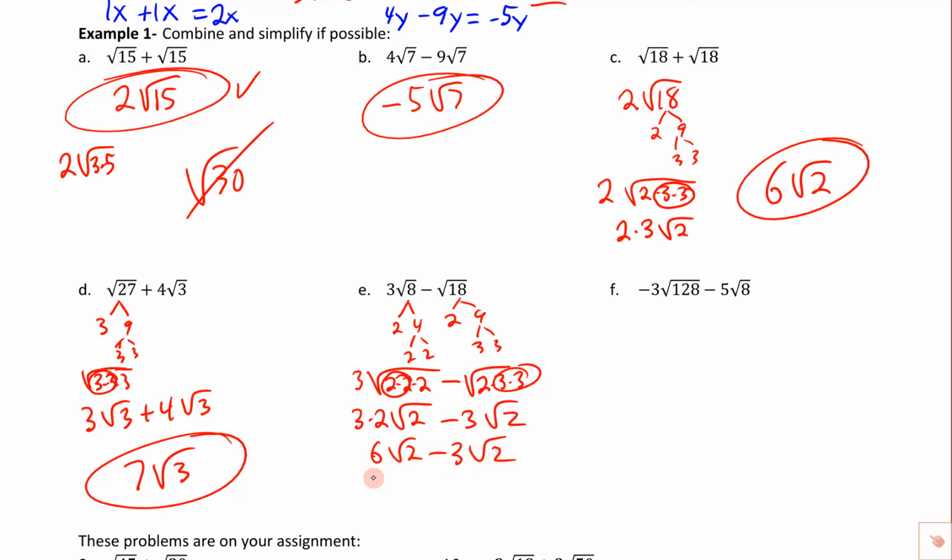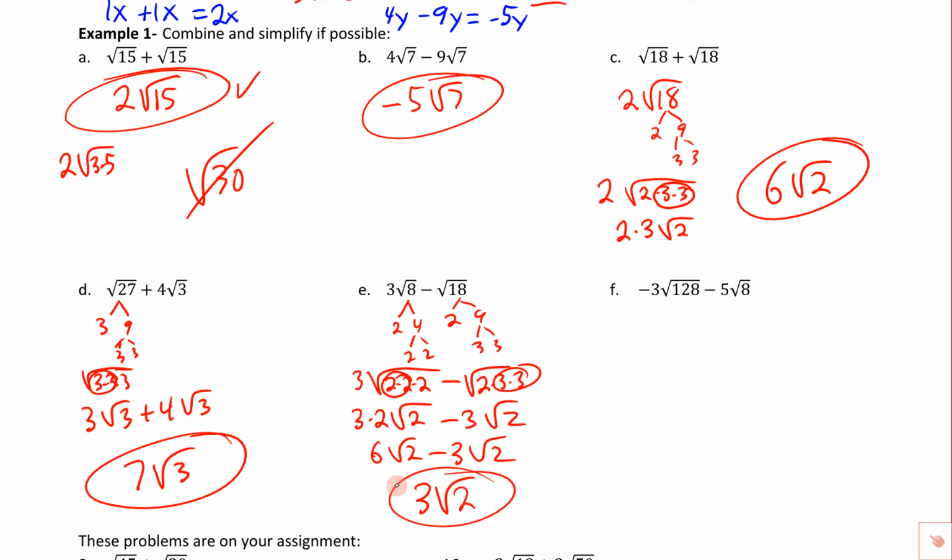So again, I'm going to say it this way, and it would be a good idea if you thought about it this way. I have 6 radical 2's, subtract 3 radical 2's. Well, if I have 6 radical 2's and I take away 3 radical 2's, I would have positive 3 radical 2. And that is the answer.